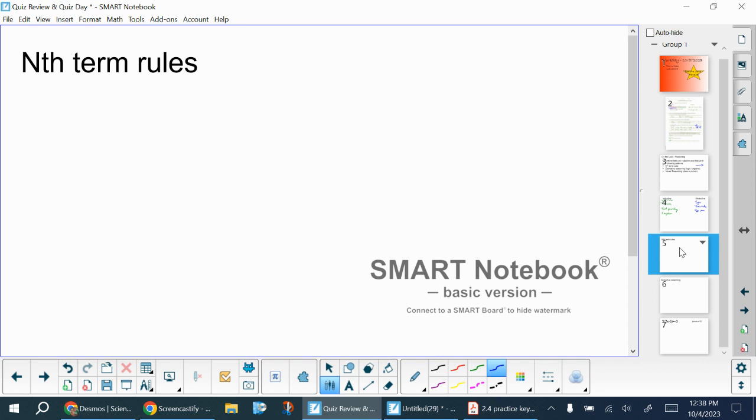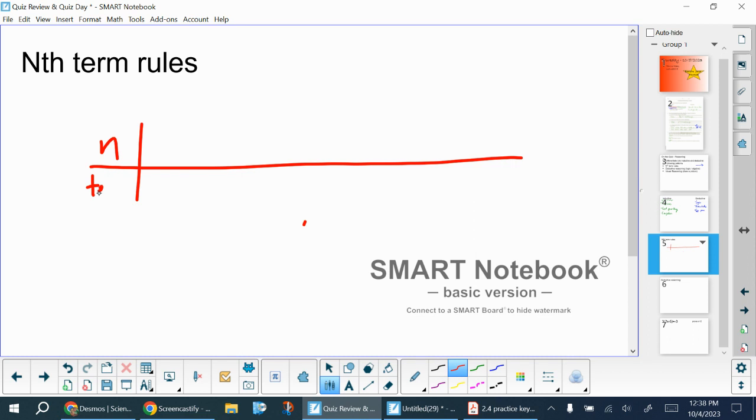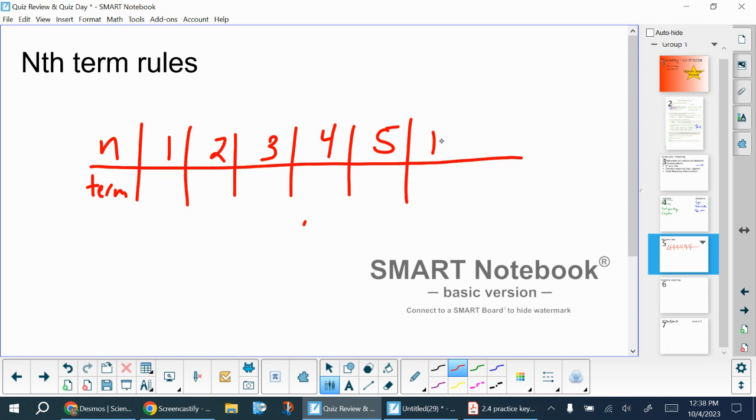Next up, we've got nth term rules. So you are going to see, just like what we've seen, I'll draw a quick example here. You got n and you got your term. And so it might say, okay, 1, 2, 3, 4, and then I'll ask for 5, 10, and the rule for the nth term, right? Note that I'm going to skip there. That's a big important thing.